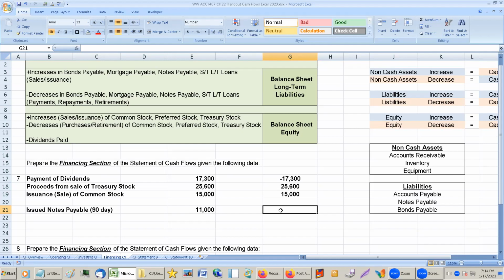However, because it's for financing and it's not an accounts payable, it will go in the financing section. So we issued a notes payable, so we gave them the note and they gave us cash, so this will be plus. And so this will be our financing cash flows.